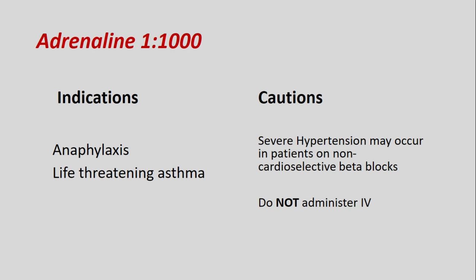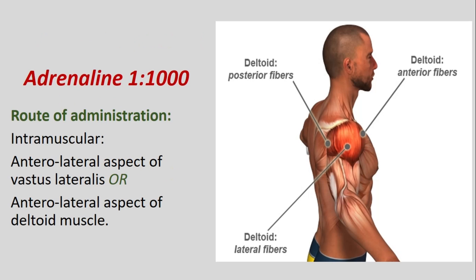It's because of this mechanism of action and the effect that the drug can have that makes it perfect for its use in patients suffering from anaphylaxis and life-threatening asthma. Considerations when administering adrenaline 1 in 1000 include those patients who are taking non-cardioselective beta blockers such as propranolol, as this could induce severe hypertension. Similarly, adrenaline 1 in 1000 is not under any circumstances to be administered intravenously. Adrenaline, therefore, is administered intramuscularly, either into the anterior lateral aspect of the vastus lateralis or the deltoid muscle.